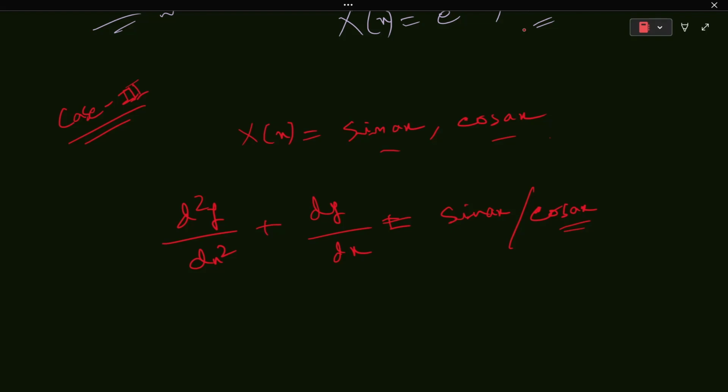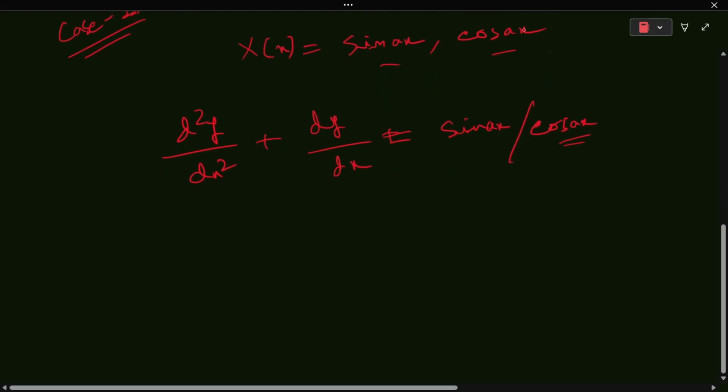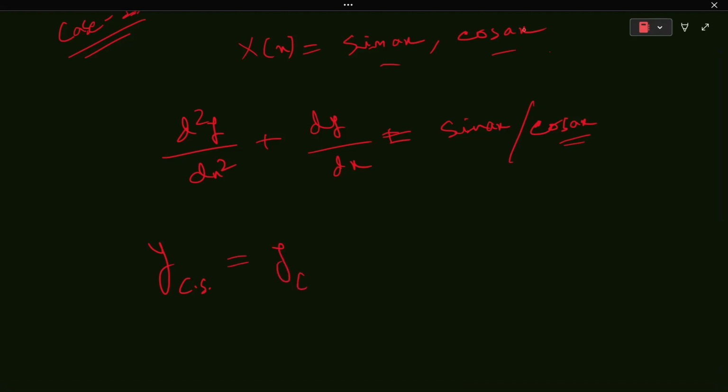So the CF part, the complementary function part, is quite familiar to you, and you will be able to solve it quite easily. In the complete solution we must find y, which has two parts: y CF, the complementary function part, as well as y PI, the particular integral part. We already know how to solve the complementary function part.